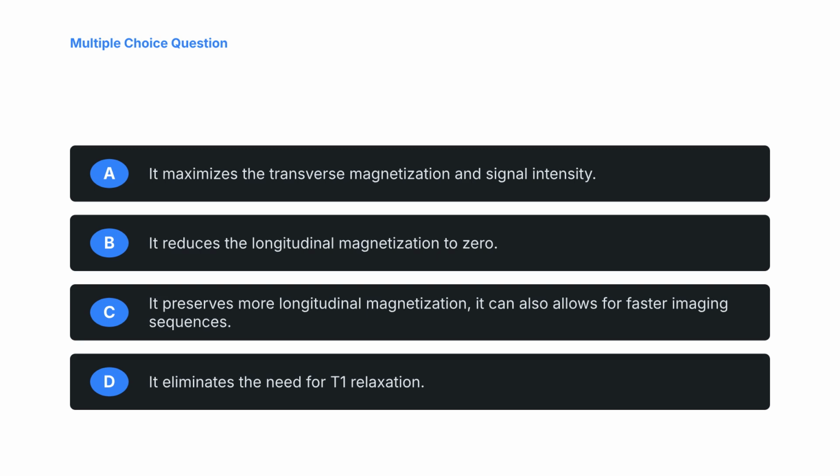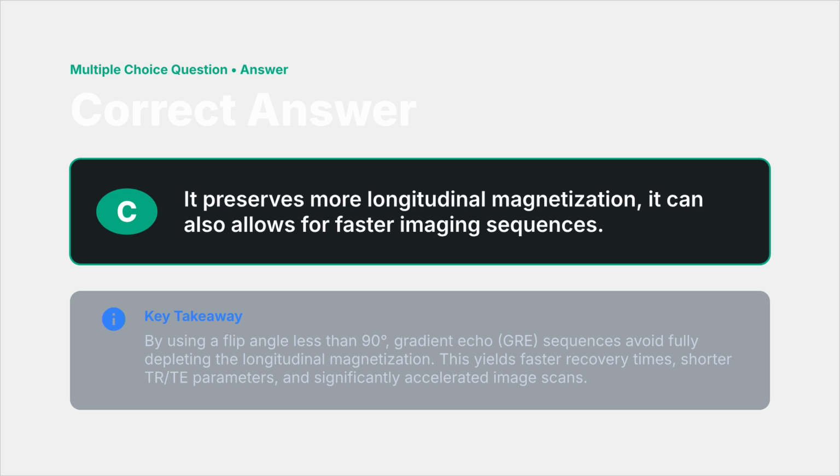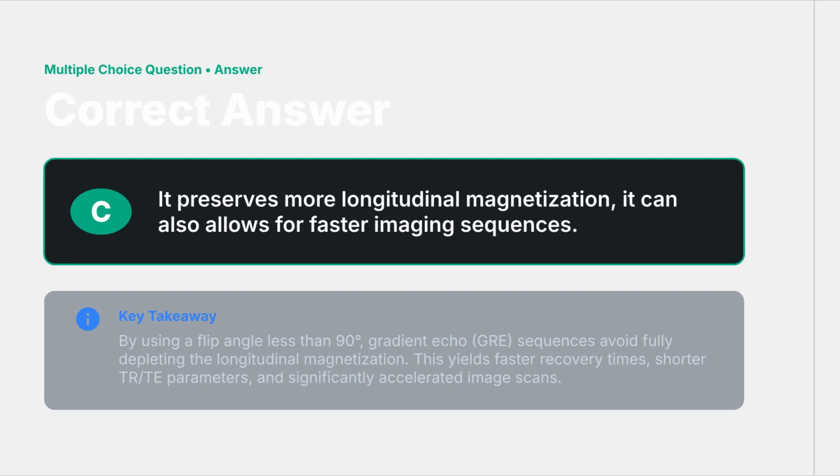Returning to our first question, what is the primary effect of using a flip angle less than 90 degrees? The correct answer is C. By not fully depleting longitudinal magnetization, the sequence allows for faster recovery times and accelerated scanning. Let's continue our exploration of GRE, or gradient echo sequences.